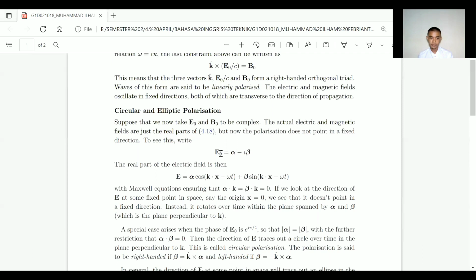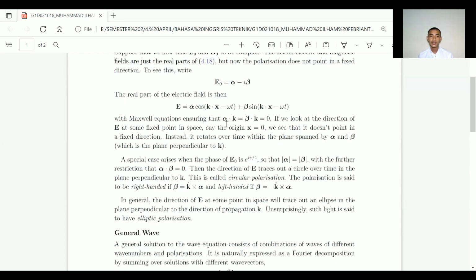To see this, write E0 equals A minus i beta. The real part of the electric field is then E equals A cos k multiplied by x minus omega t plus beta sin k multiplied by x minus omega t, with the Maxwell equation ensuring that A multiplied by k equals beta multiplied by k equals 0.